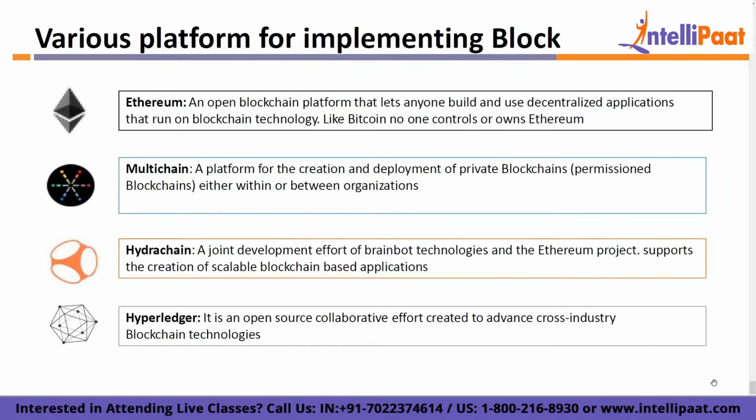Then comes MultiChain. This is again a blockchain platform for the creation and deployment of private, permissioned blockchains, so it can be used either within or between organizations. It requires permission in order to transact and participate in the MultiChain network. Then Hydrachain, a jointly developed effort of Brainbot Technologies and the Ethereum project.